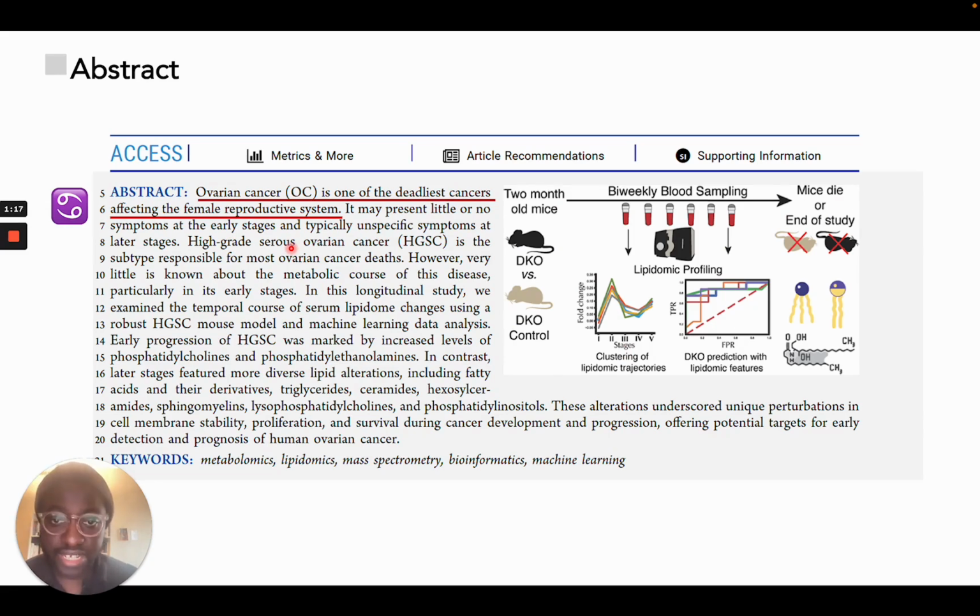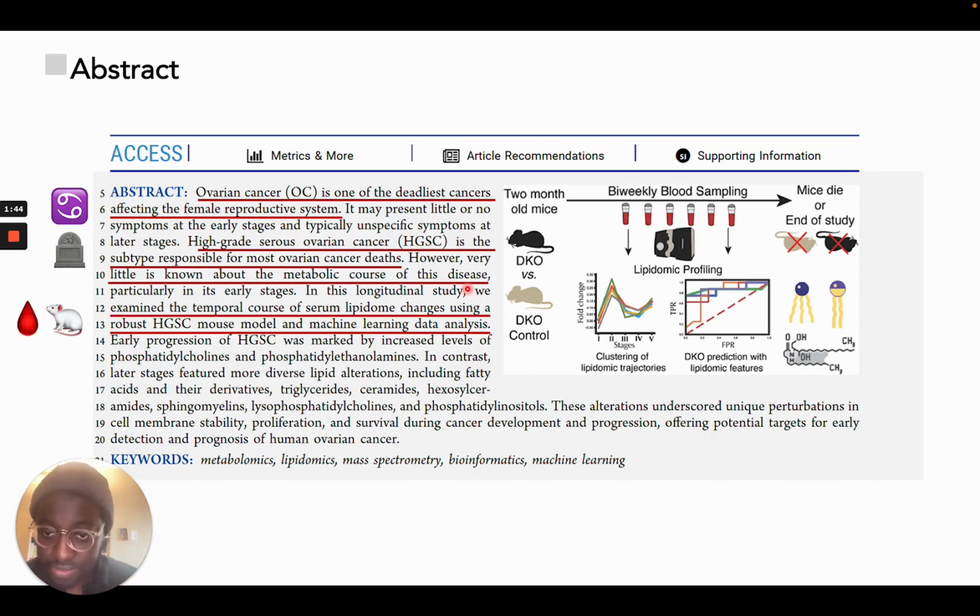Ovarian cancer is one of the deadliest cancers affecting the female reproductive system. High-grade serous ovarian cancer is the subtype responsible for the most cancer deaths, and that's the subtype investigated in this work. Little is known about the metabolic cause of this disease. So how do the metabolites, the lipids if you will, change as ovarian cancer progresses?